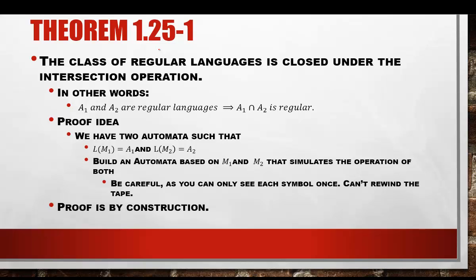We build an automaton based on M sub 1 and M sub 2 that simulates the operation of these two automata at the same time, and that accepts the strings that both of these automata accept. Just as in the proof for the union, we need to simulate the two automata side by side and give the input symbols to both of them at the same time. Proof in this case is also by construction.